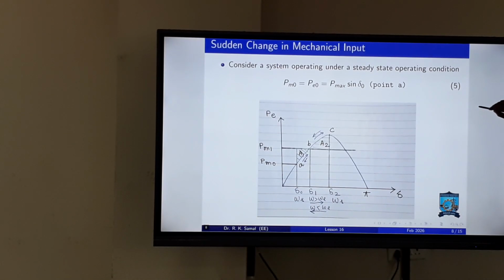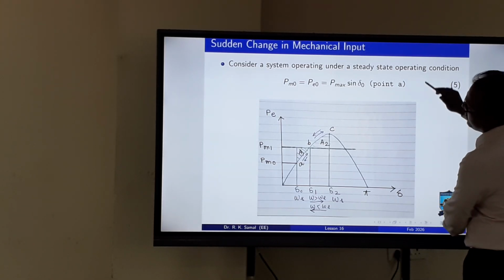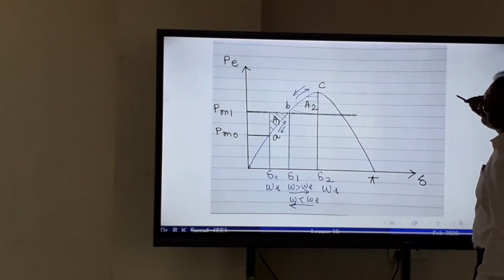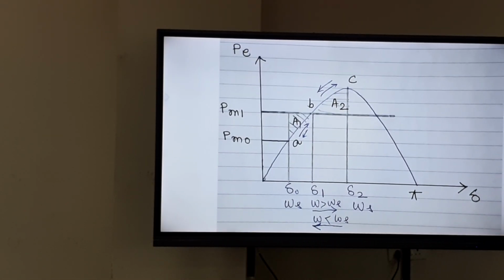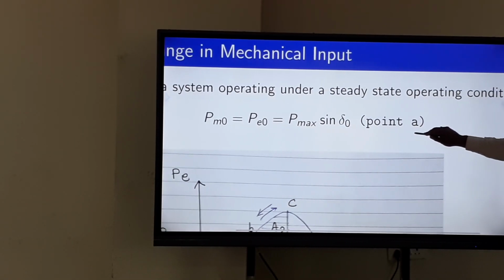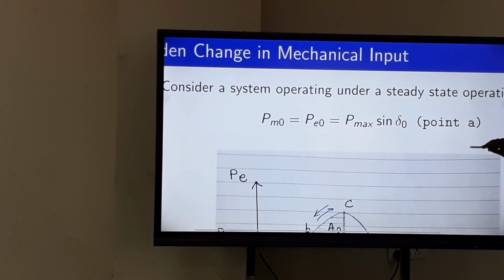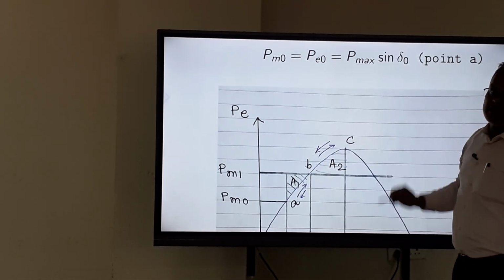Now we will apply the equal area criterion to various cases. First is sudden change in mechanical input. So it says, consider the system operating under a steady state operating condition: Pm0, Pe0, Pmax sin δ0. Write down.